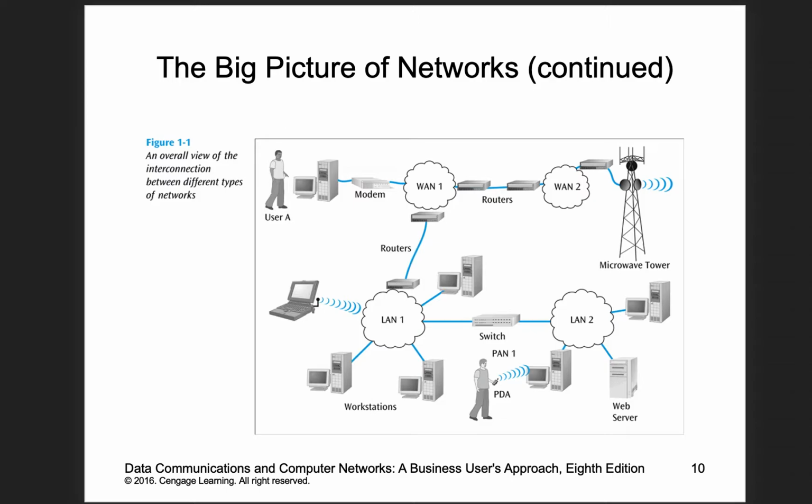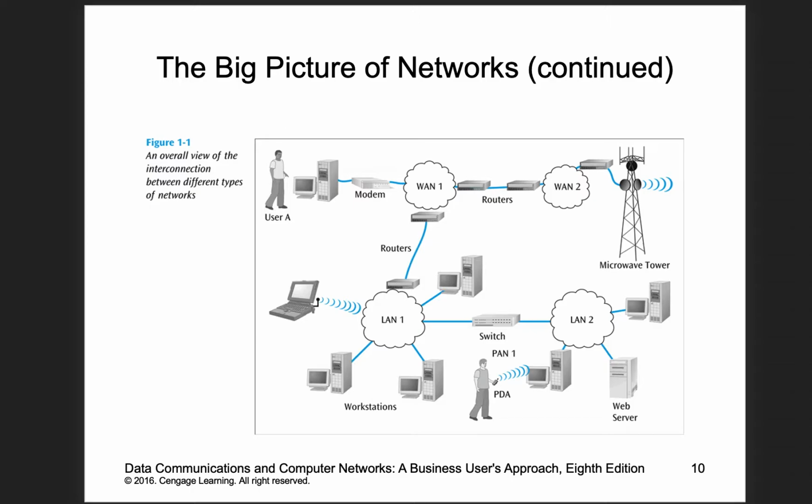He's technically in wide area network 1, and let's say he's trying to communicate to the person below. By him sending the signal, it has to travel from the PC to the modem to WAN 1 and across the router. This could be an example like in Walmart.